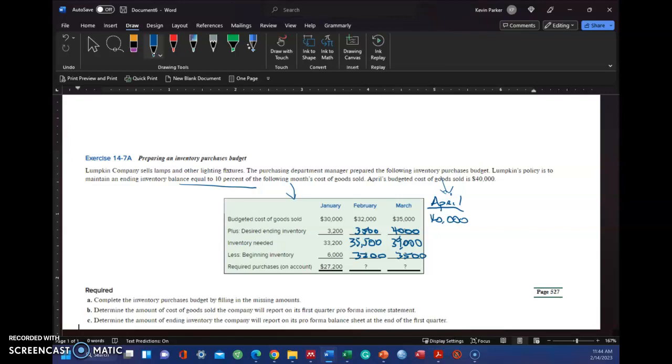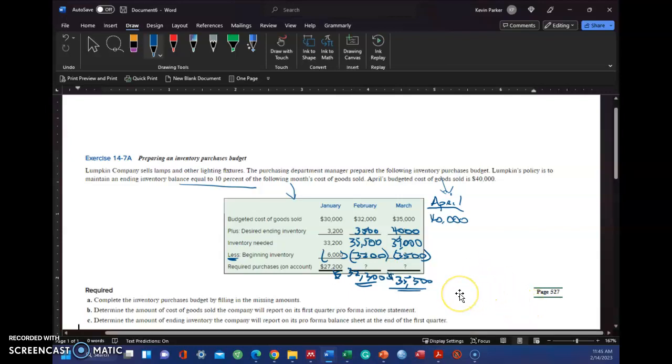These are really subtractions. And it says less here, so you don't need the parentheses, but I do this for teaching purposes to make it pop off the page. So we have 32,300. I don't want the really dark line there to cover up my numbers. And then the answer for March, that's what we're after, required purchases, 35,500. Let me add my own little dark lines. Okay, so those are our answers for A. We're done there, which is good.